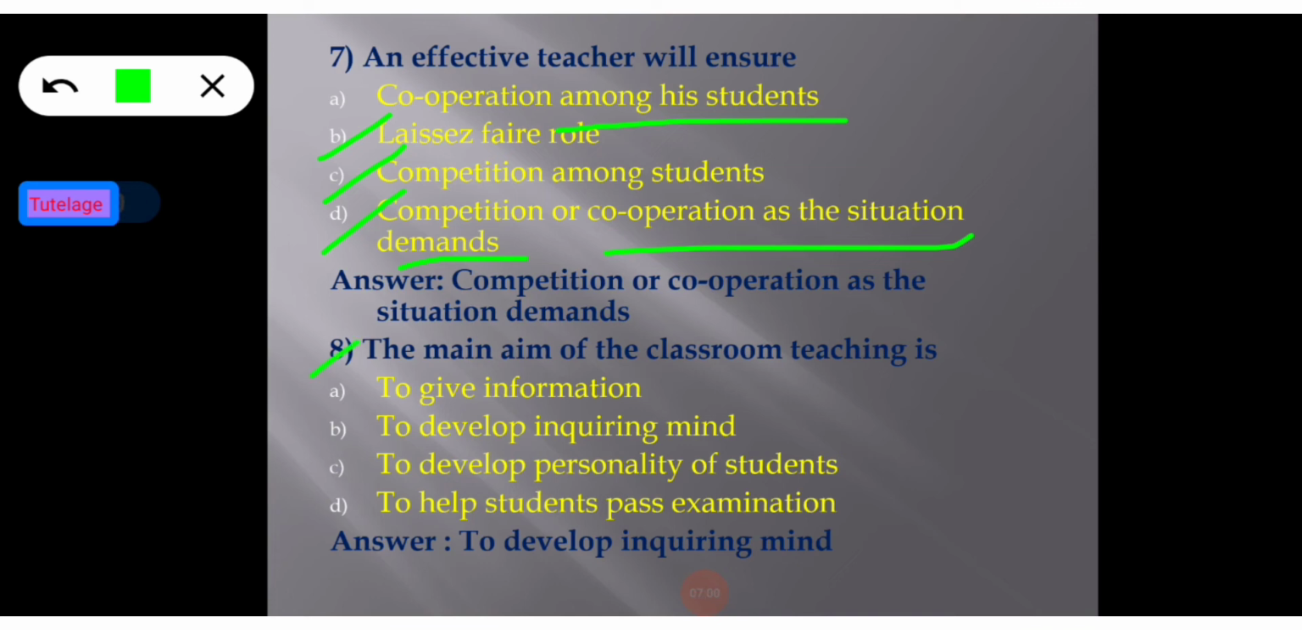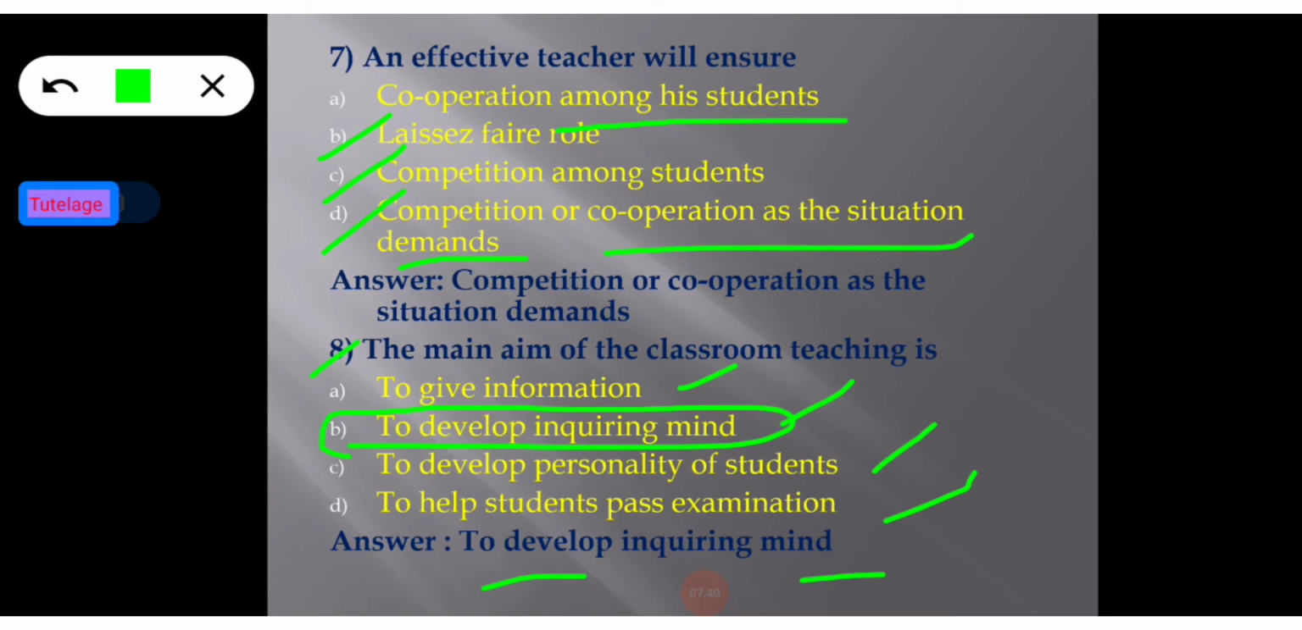So the main aim of classroom teaching is, so we all know what you mean by classroom teaching, and also what is the main aim, what is the main purpose of this. So first option is to give information, to develop inquiring mind, to develop personality of the students, and to help students pass the examination. So at first we know the main aim of classroom teaching is to develop inquiring mind. So option number B is the correct answer.